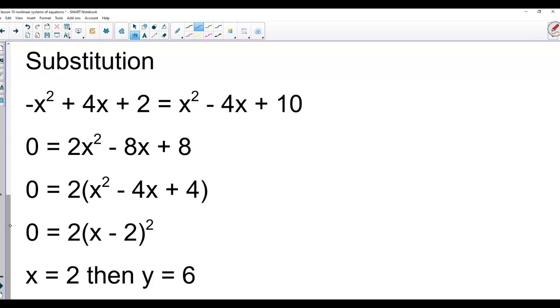When I plug that back into an original, which is what we kind of did trying to find the vertex anyway, my y equals 6. So once again, this is a case where you're only going to get one answer. Okay, that can happen because they intersect at the vertex.